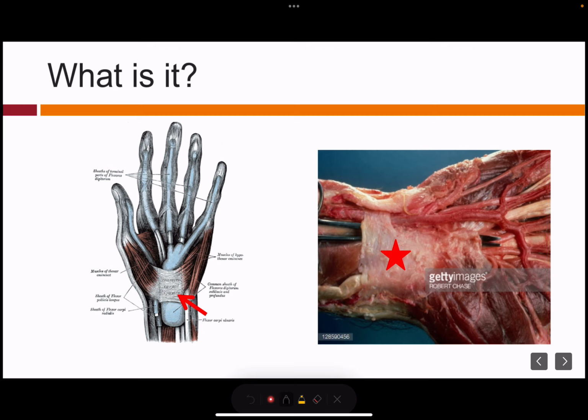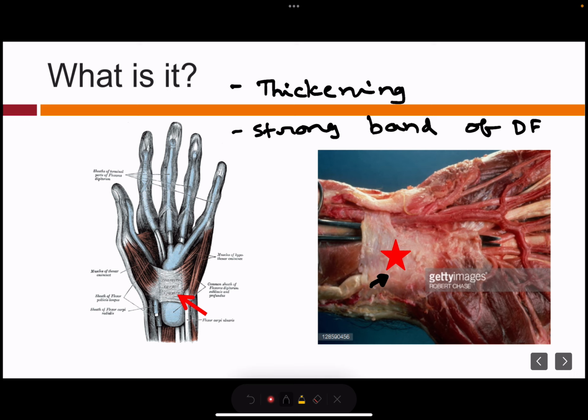So what is flexor retinaculum? If you ask me the definition of the flexor retinaculum, the flexor retinaculum is actually a strong band. It's a fibrous band. It's a strong sheet of fascia. So it's actually a strong band of deep fascia that is found in the palm. In this picture, we can see this structure highlighted is the flexor retinaculum. This is a thickening of the deep fascia, and it lies in front of the wrist.